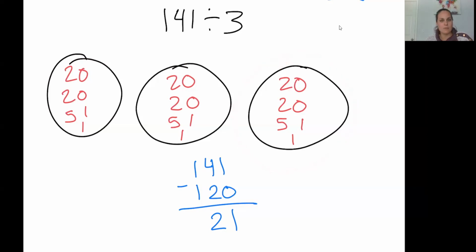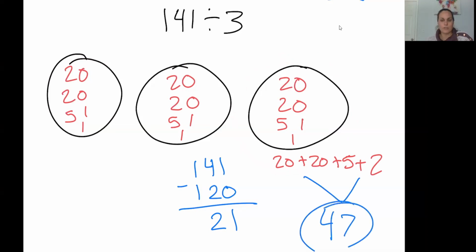take one of the bubbles, doesn't matter which one, they should be the same, and add them up. So if I add my 20 plus 20 plus 5 plus 1 plus 1, or I can erase that and make that plus 2 if I want to put my ones together, I want to add this up and find out what my answer is. So if I put all of that together, I get an answer of 47.